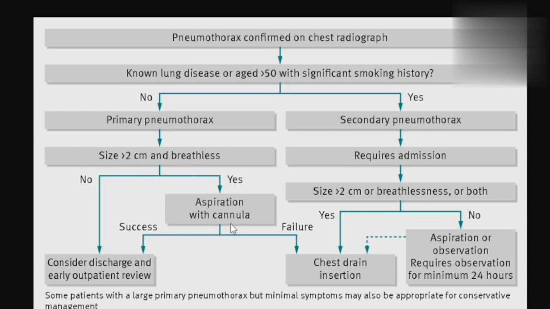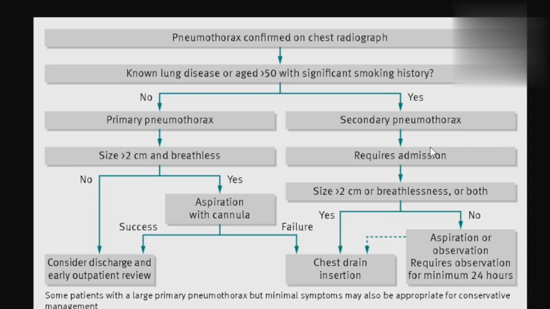then discharge the patient and call for follow-up. And if more than 2 centimeters and the patient has shortness of breath and you aspirate the air, if it is successful, discharge to home. If it fails, then put in a chest tube.